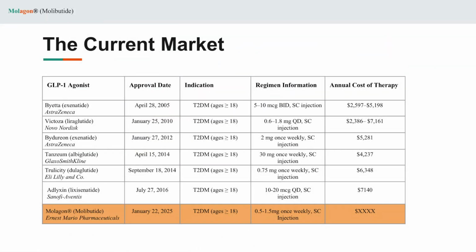This is a chart just depicting a list of the major GLP-1 receptor agonists on the market. You can see Malagon highlighted in orange, and in terms of pricing, Malagon will be priced on par with the other once-weekly GLP-1 agonists, but the official price is to be determined.